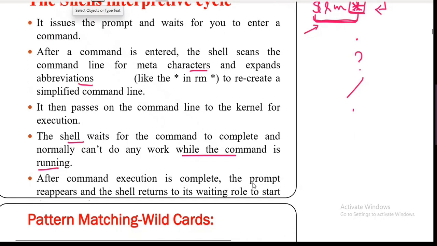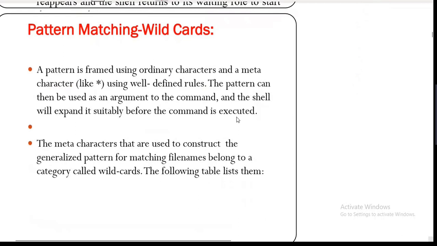So after command execution is complete, the prompt reappears. The prompt reappears and the shell returns to its waiting role. That means it is going to wait for the next command. Okay, so here the major role is played by both the kernel and the shell. Now, what are the patterns, wildcards or meta characters we are going to use in pattern matching? This is called pattern matching with wildcards or meta characters. A pattern is formed using ordinary characters and meta characters. We can use a combination of both.